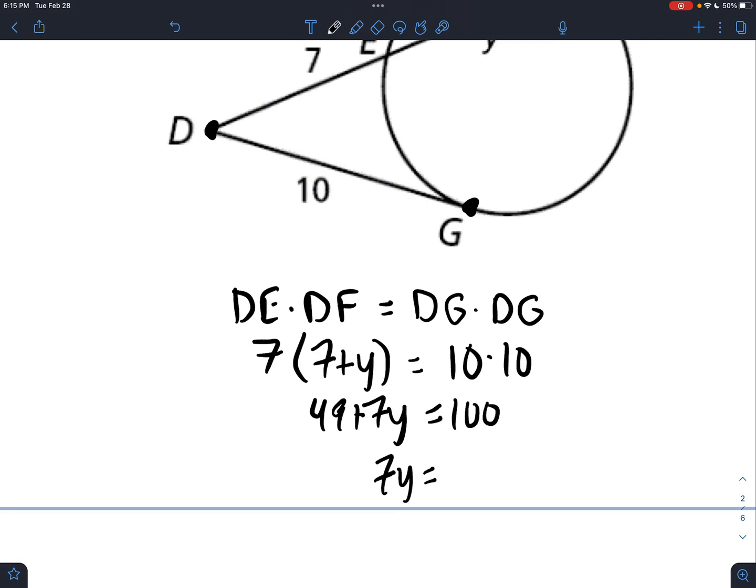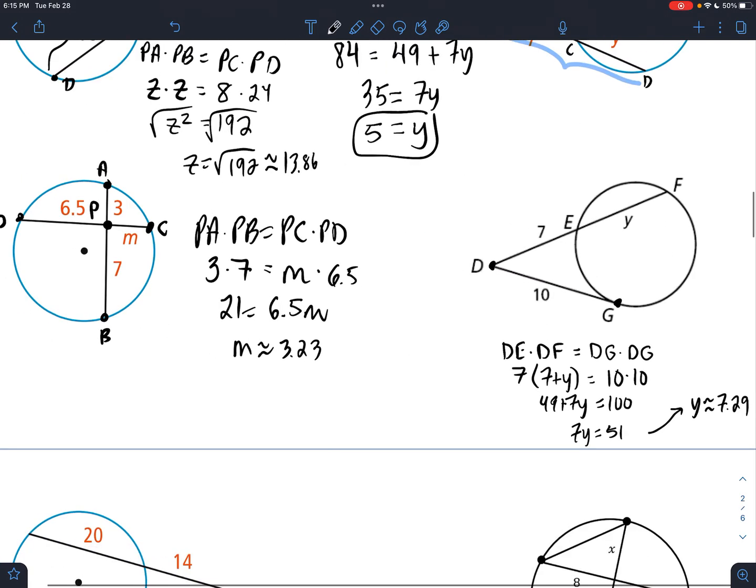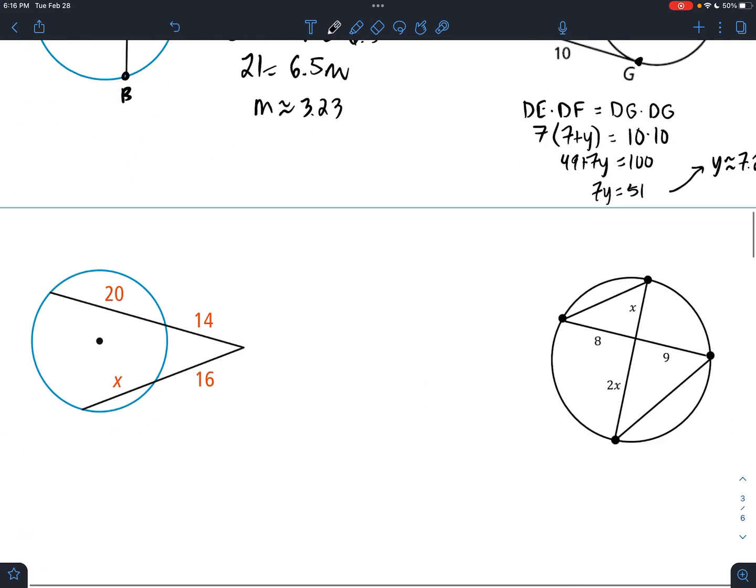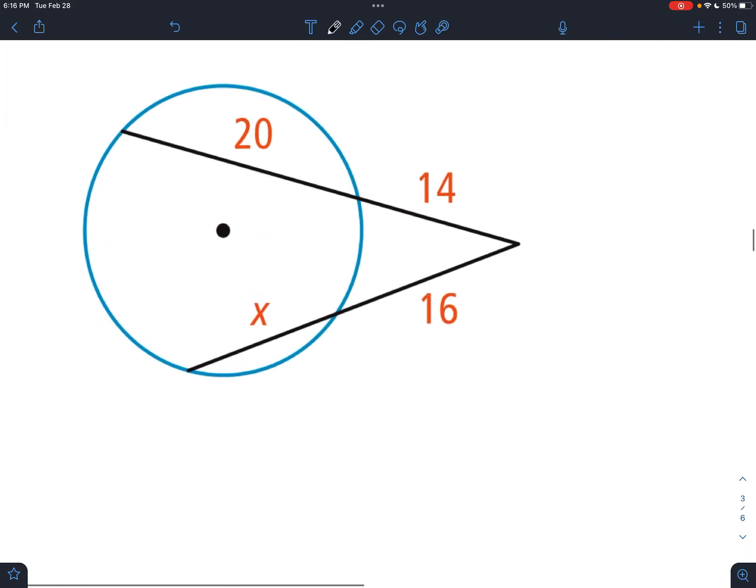So we're going to get 49 plus 7Y is 100. So 7Y is 51, and we get that Y is around 7.29. So just trying to play with the letters that we're given, but on the test they'll be labeled for you with P and A and B and C and D.